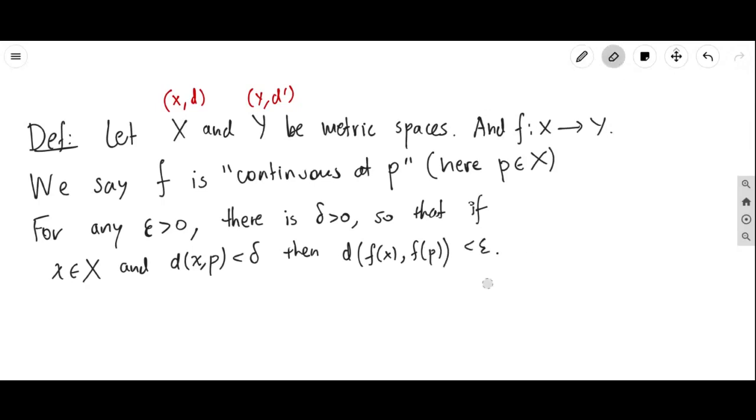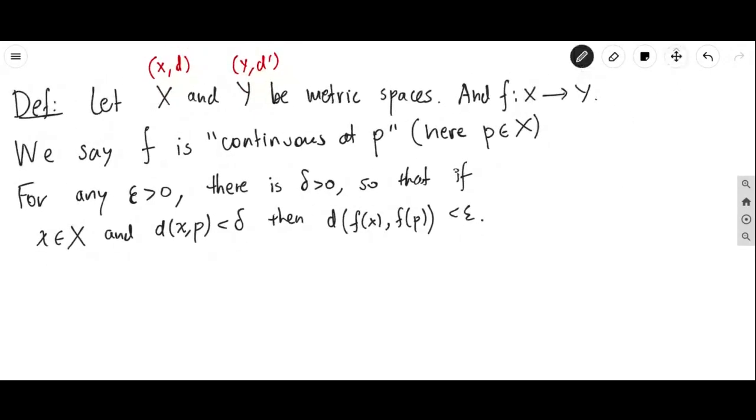You will notice I'm also being sloppy here. I did not actually mention the metric anywhere here, and then it just reappears. I'm using d over here, and I'm using d over there. I'm using the same d, even though there's really two different d's. But this is part of the sloppiness. You try not to use too much notation. So that's what it means to be continuous at P.